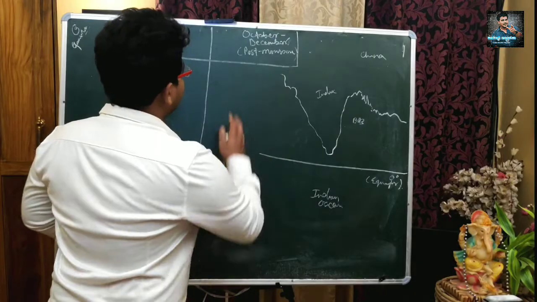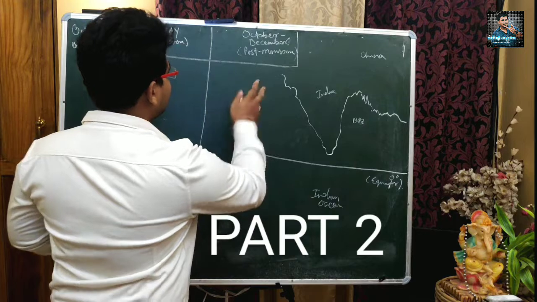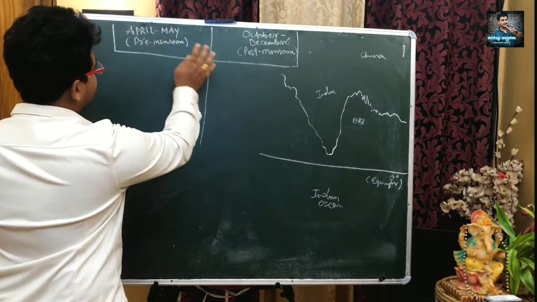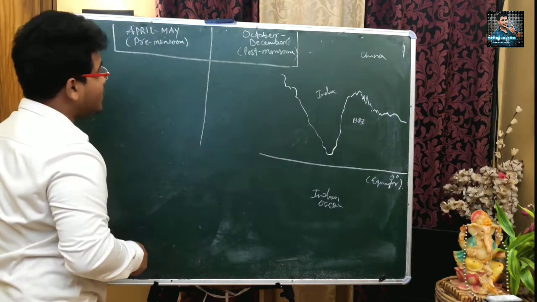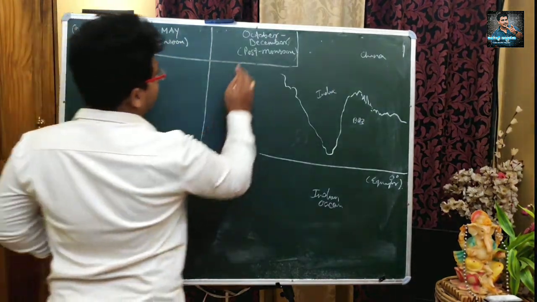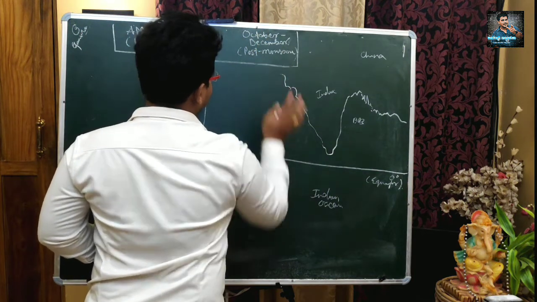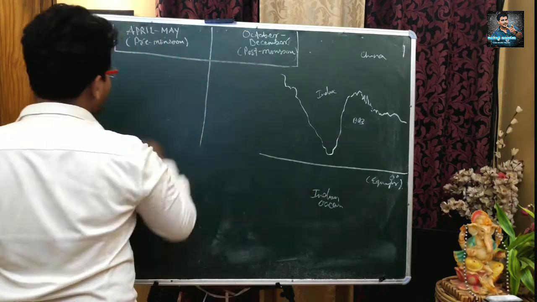So here in the column we will see that on the basis of the arrival of the cyclones, I have categorized them into two types. First, those cyclones that come in the month of April and May are often known as pre-monsoon cyclones, and those cyclones that occur or come in the month of October to December are known as post-monsoon cyclones.